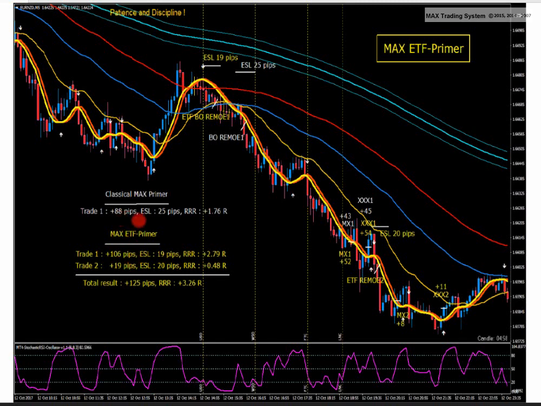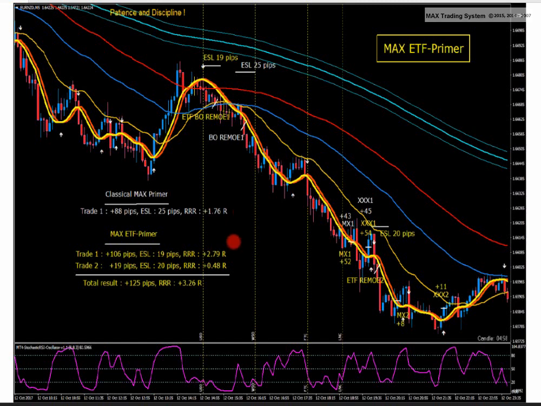But there is another advantage. With the max primer we had a stop loss of 25 pips. With the max ETF primer we have generally a smaller stop loss, 19 pips in this case. And this contributes to increase, importantly, the reward to risk ratio, 2.79 R instead of 1.76. Not exactly the double, but a good increase.